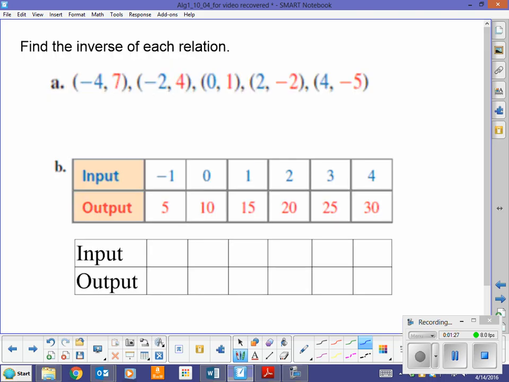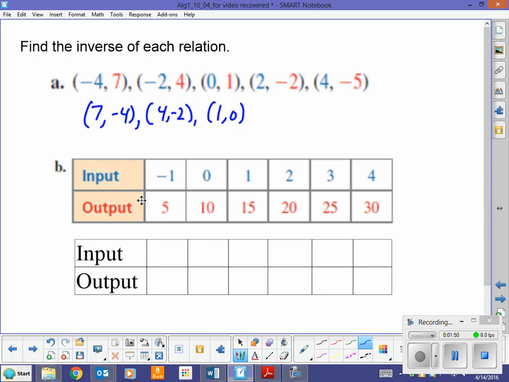So the first thing you're asked to do here is find the inverse of each relation. And I'm not going to do all of these, but for negative 4, 7, well, that's going to be 7, negative 4. Pretty straightforward, isn't it? For negative 2, 4, well, that's going to be 4, negative 2. 0, 1, 1, 0, and so on.